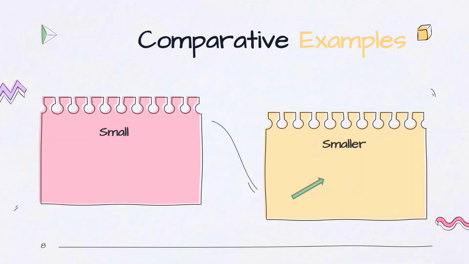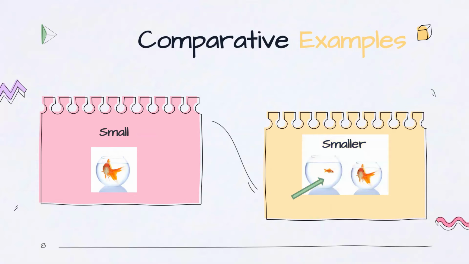The next one is small. This fish is small. The comparative form is smaller. And here we have an example. This fish is smaller. Smaller is the comparative form.